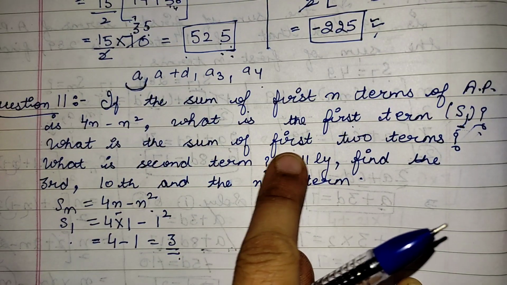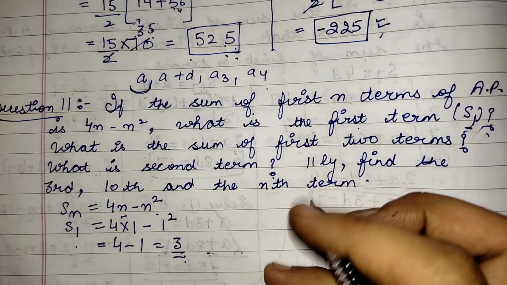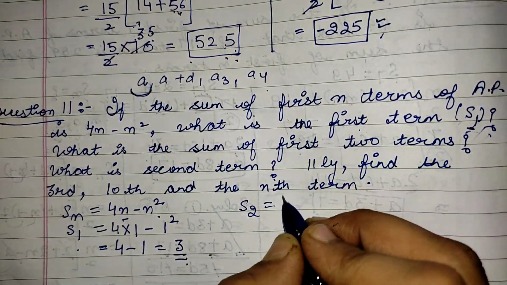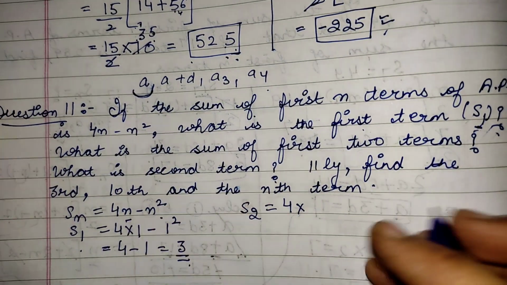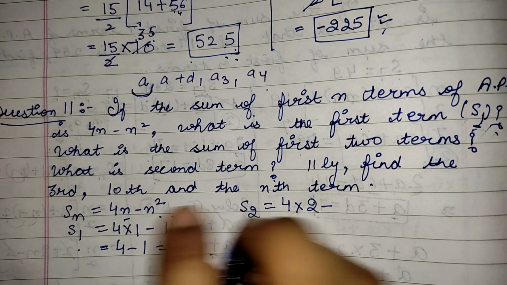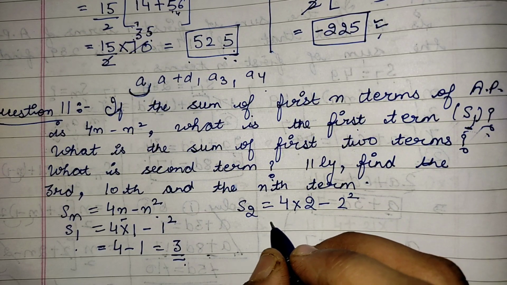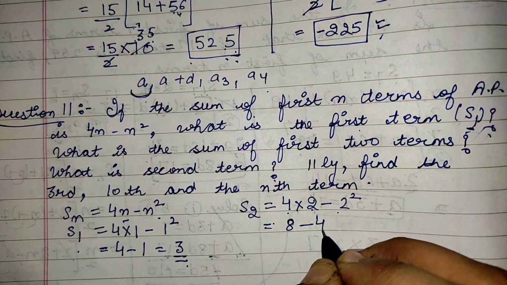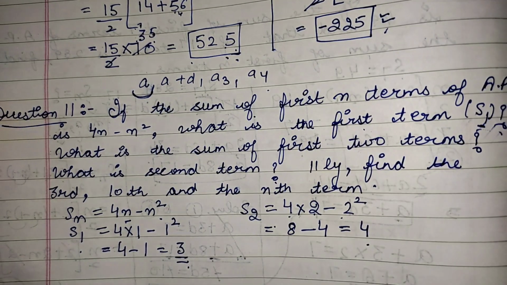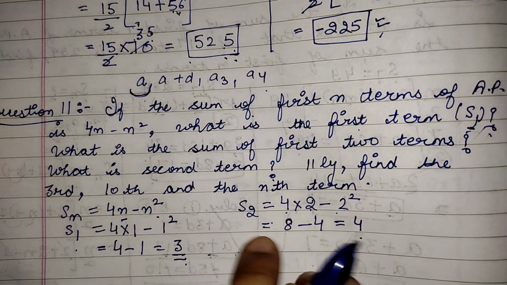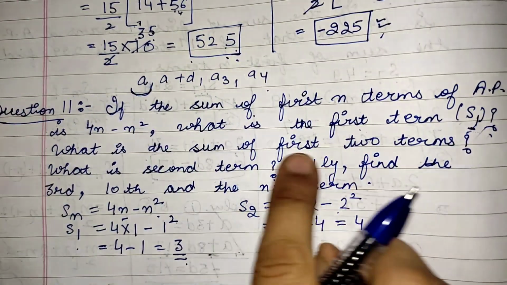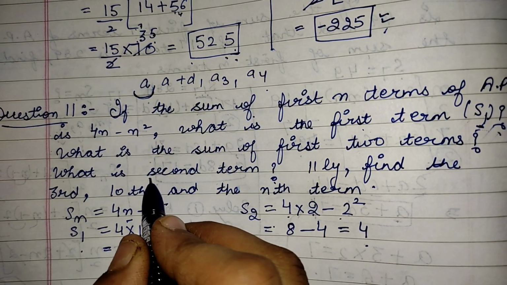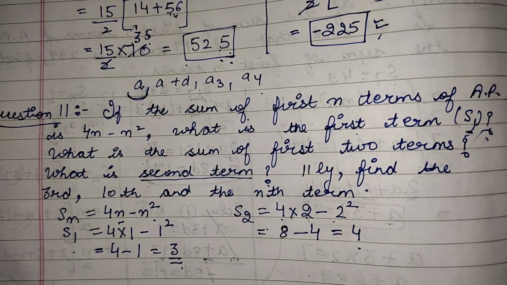Then it is asking what is the sum of first two terms. Sum of first two terms will be what? n is 2, so I will put the value of n as 2 here: 4 into 2 is 8, minus 2 square is 4. So my answer will be equal to 4. So the sum of first two terms is also done.